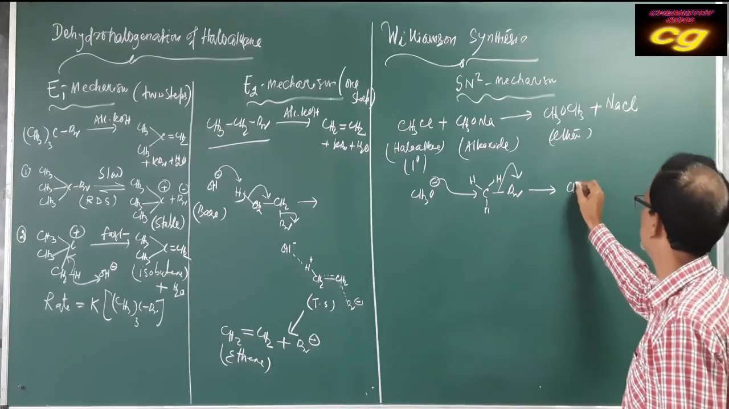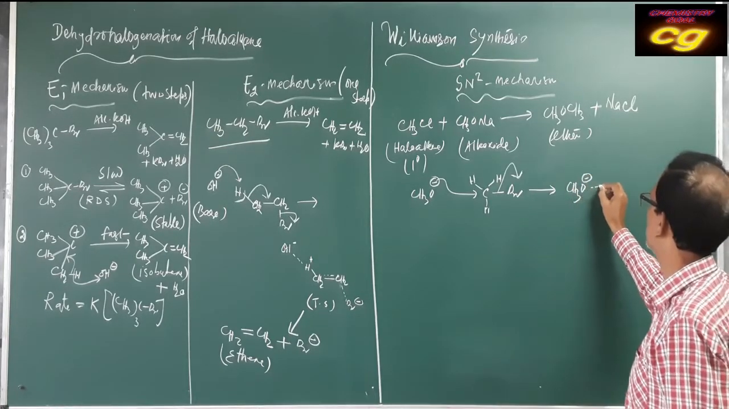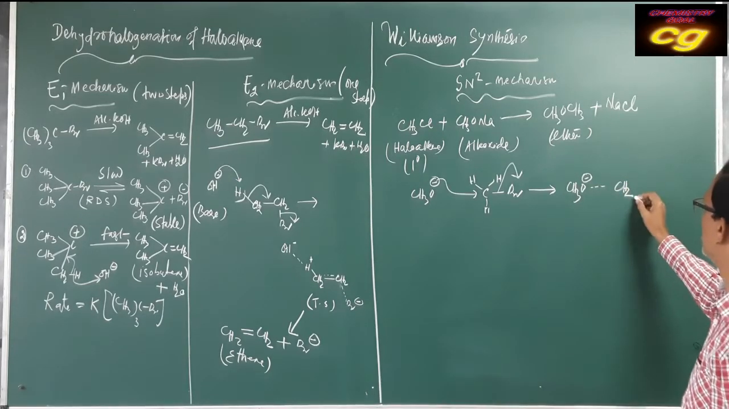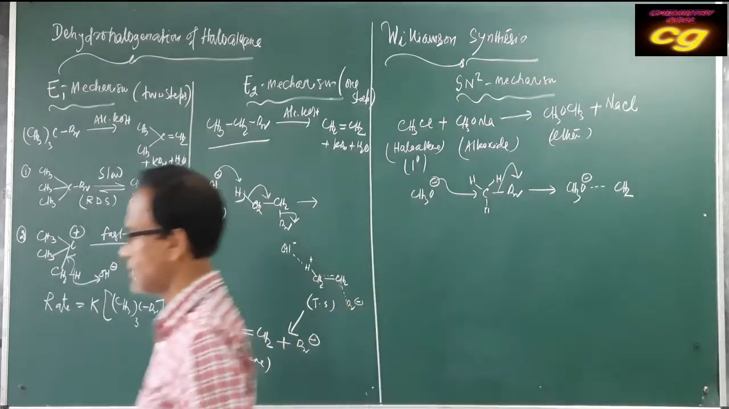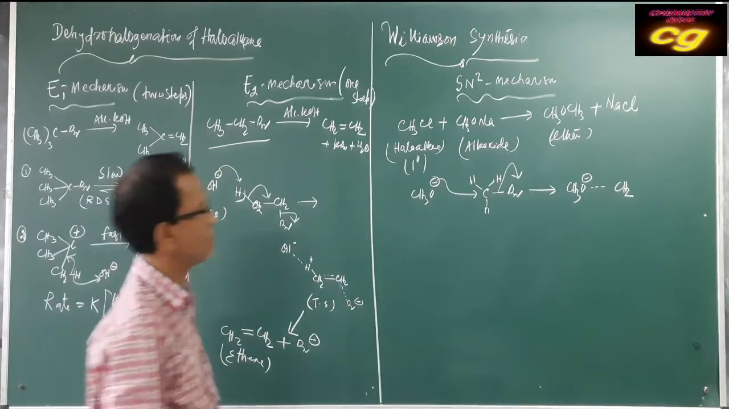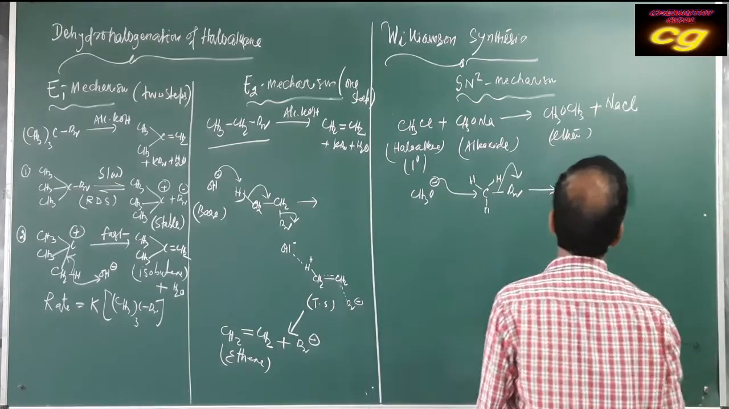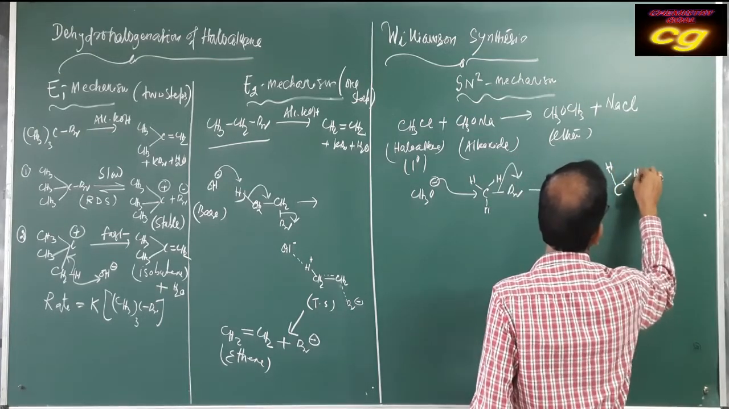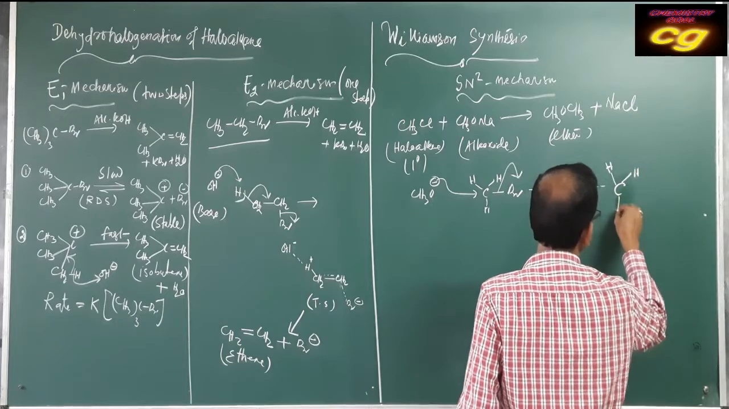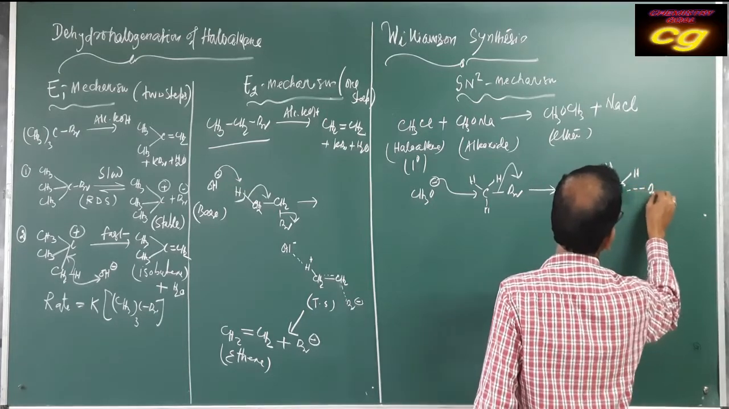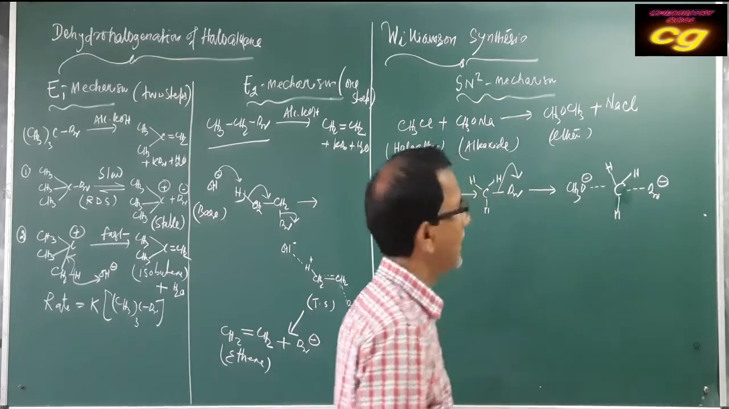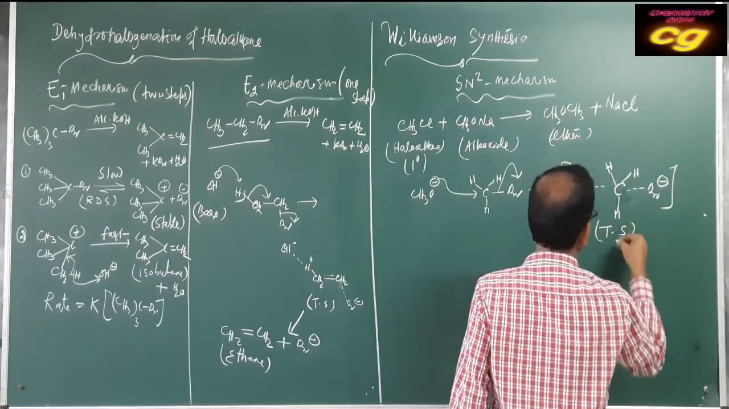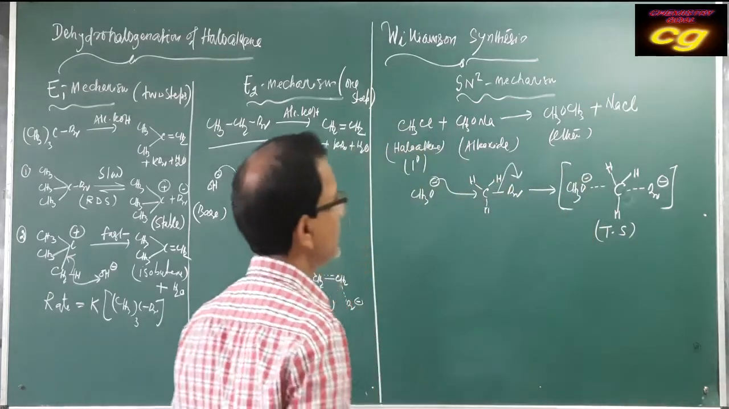We can write like this: CH3O minus, dotted line, CH3. It is better that you write it in transition state. It will be like this, the same C, with attacking and releasing. We have to show it in transition state. This is called transition state. All transition states should be written in brackets.